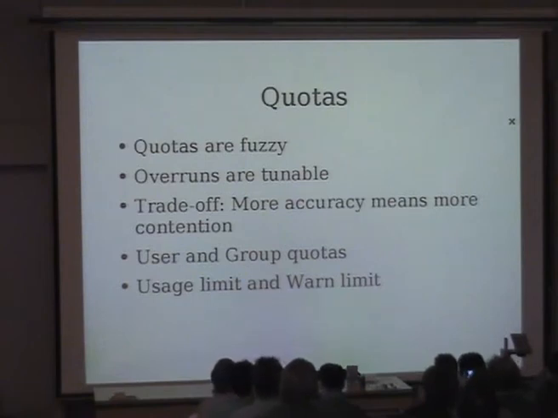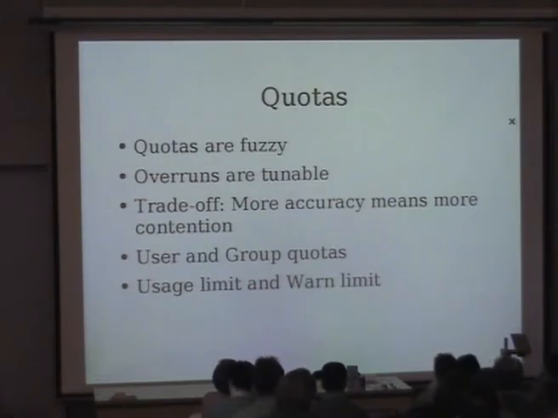So quotas. Quotas are fuzzy. Like I said, there's this one value, the value of how many blocks a user has allocated. And if you think about the idea of a big scientific computing cluster where one user is running a job on 100 computers and they're all writing files, every time you do a write, you would have to both check the current value of the number of blocks the person has allocated, and also change it. And if that was kept in one centralized place, every process on every machine would have to be constantly changing and looking at that value. That would be a huge bottleneck.